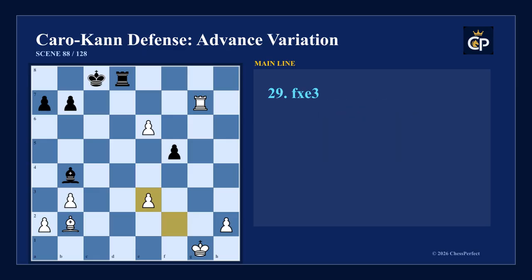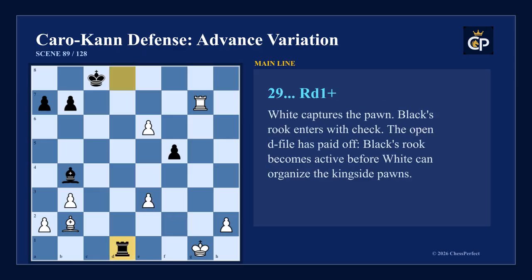F takes e3. Rook d1, check. White captures the pawn. Black's rook enters with check. The open d-file has paid off. Black's rook becomes active before White can organize the kingside pawns.